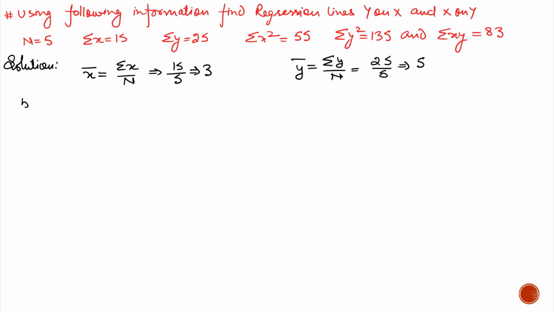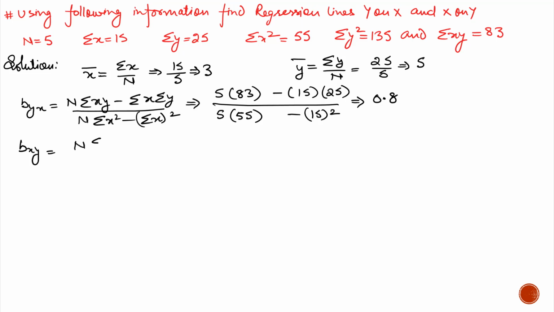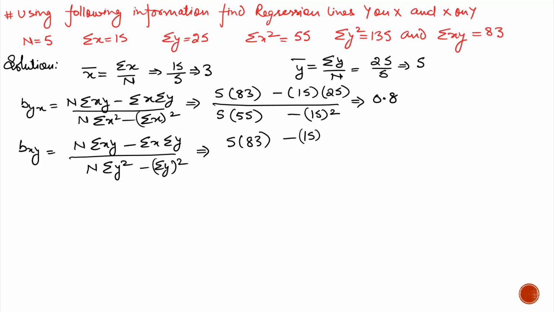Now byx is n times summation of xy minus summation of x summation of y, divided by n times summation of x square minus summation of x whole square. By inserting all the values and after calculation, the answer of byx is 0.8. Now we calculate bxy using the formula n times summation of xy minus summation of x summation of y, divided by n times summation of y square minus summation of y whole square, and after putting the values we get bxy equal to 0.8.